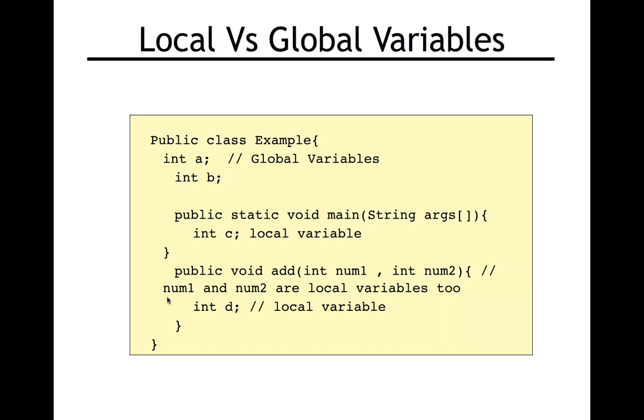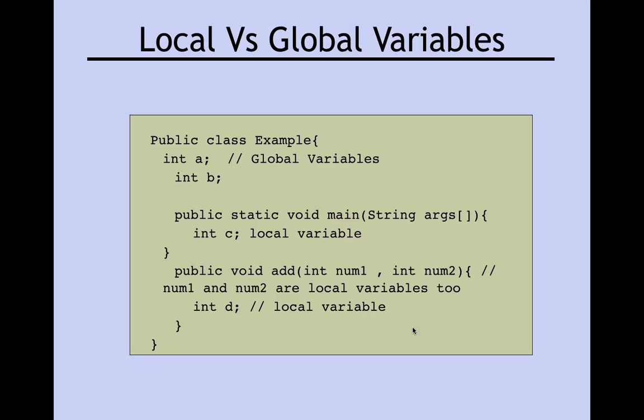Why? Because int c is declared inside void main, which is stored inside the stack, right? Void main is stored inside the stack, and it is not globally available. So in the simplest form, we have two types of memory, heap and stack. All the global variables are stored inside the heap, and there they can be accessed throughout the program. But variables which are declared inside a particular method cannot be. So int c, int d, num1 and num2 are local variables.